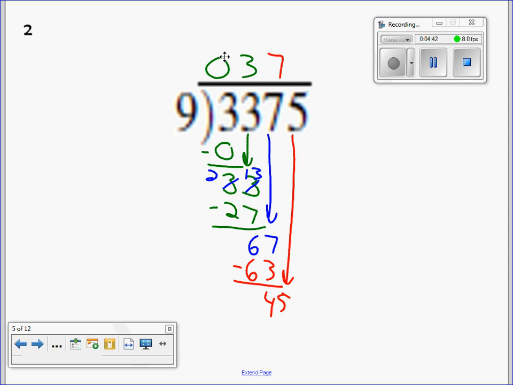How many times can 9 go into 45? Now, this is basic facts, right? 9 times 5 is 45. Subtract, get a 0. My answer has a remainder 0, so I wouldn't have to write that. So my answer is 375. Let's keep on going here.